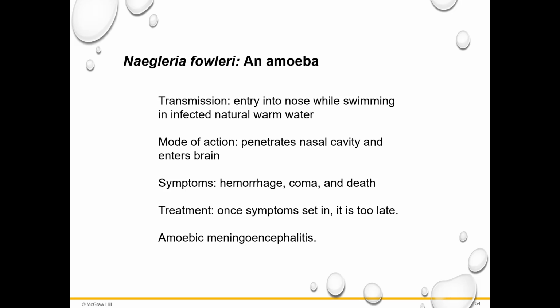And instead of calling it the common term brain-eating amoeba, it's known as amoebic meningoencephalitis. Amoebic, meaning that it's caused by an amoeba. Meningo is talking about the meninges that surround the brain and spinal cord. Encephal is talking about the brain, and itis is inflammation. So it's inflammation of the meninges and brain that's caused by an amoeba.